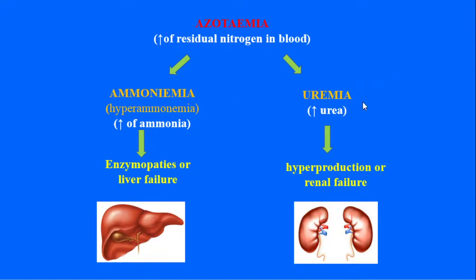Uremia is usually due to the hyperproduction of free ammonia and hyperproduction of urea by the liver, in this case as an adaptation process, or due to renal failure when excretion of urea is disordered. Let's talk about this a little bit more in detail.